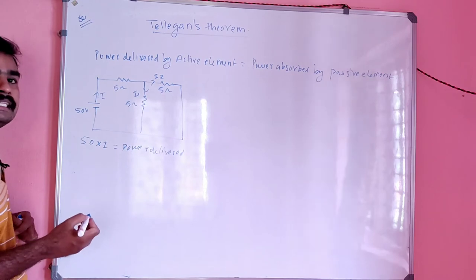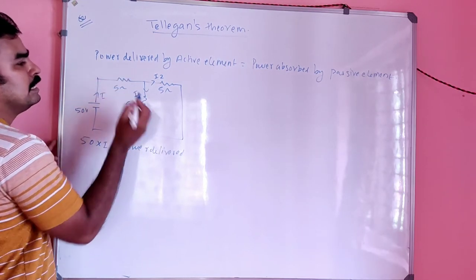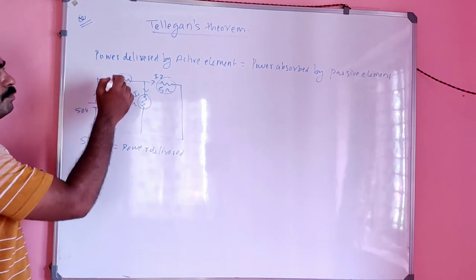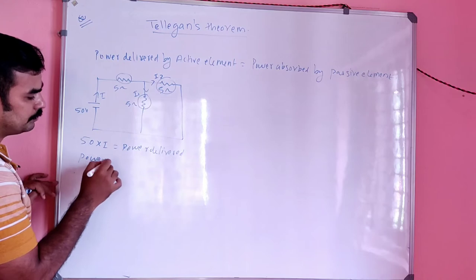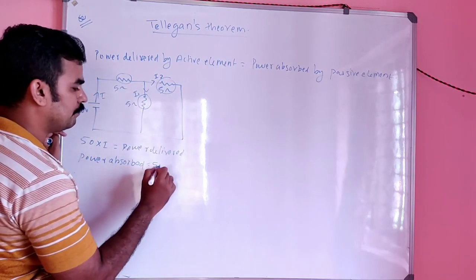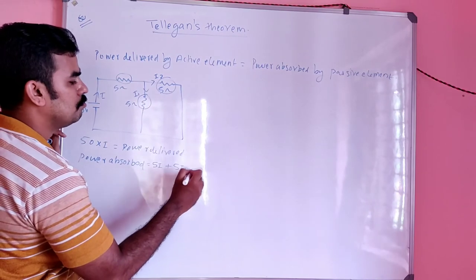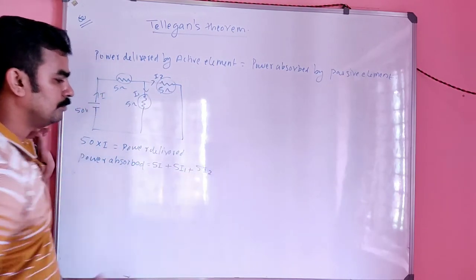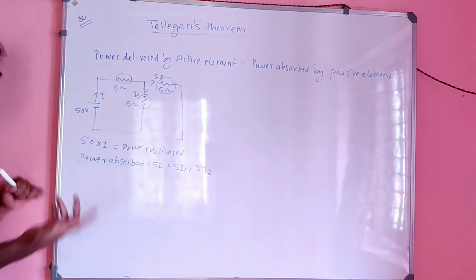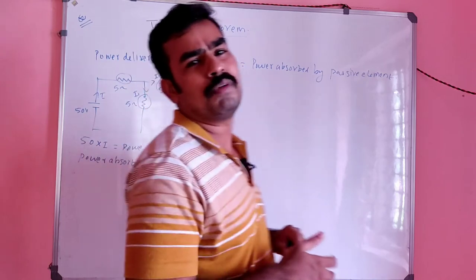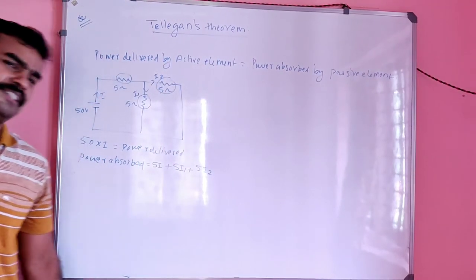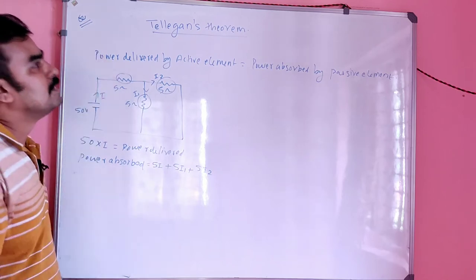And the power absorbed by the passive elements. Here there are three passive elements. The first one is this 5 ohm. What is the power absorbed? First one 5 into I, plus 5 into I1, plus 5 into I2. If you add these, definitely it will be equal to 50 into I, simple. That is simply the energy conservation principle. The input energy is nothing but the expenditure energy; it can neither be created nor destroyed. That same principle you can apply here. That is nothing but Tellegen's theorem.